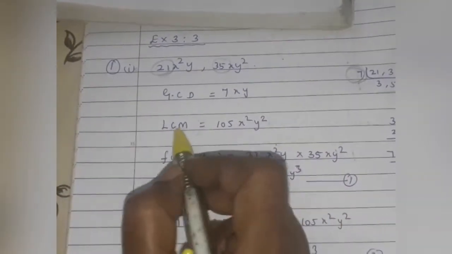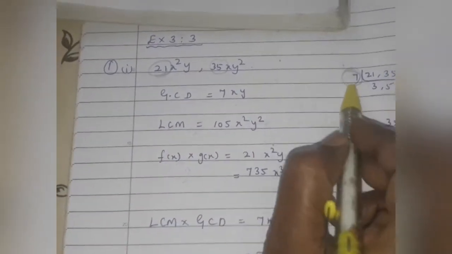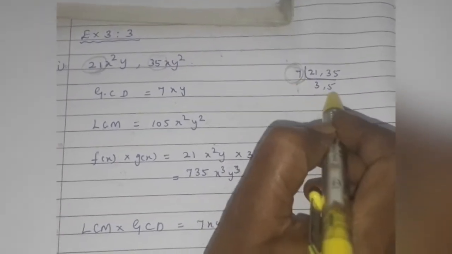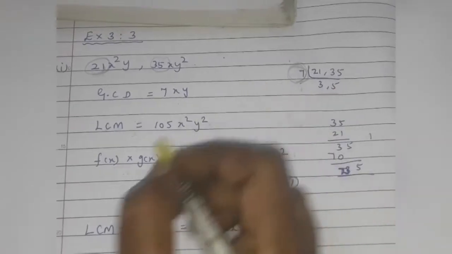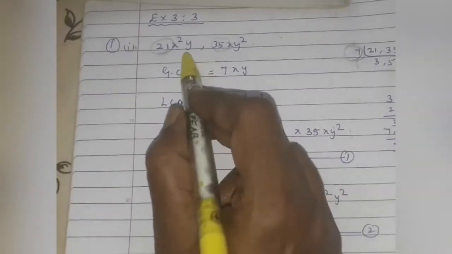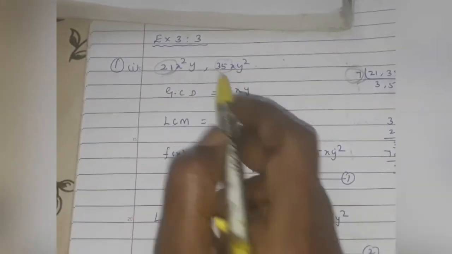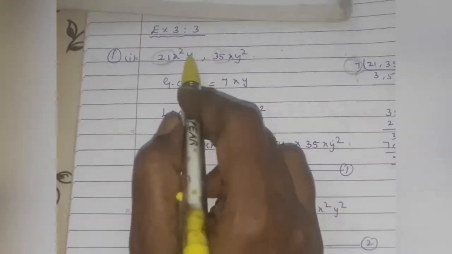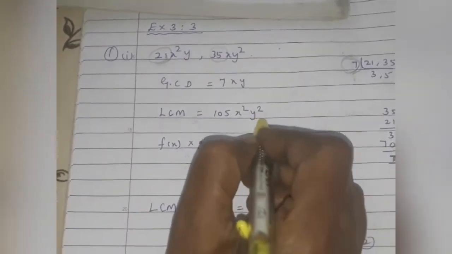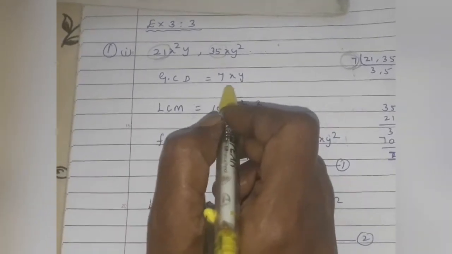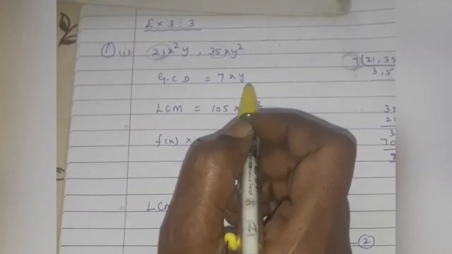For LCM, you have to multiply all these things. 7 into 3 into 5, what are you getting? 105. For the variables, for x and x square you take x square, and for y and y square you take y square. The highest degree for LCM and the lowest degree for GCD, you have to keep that in mind.